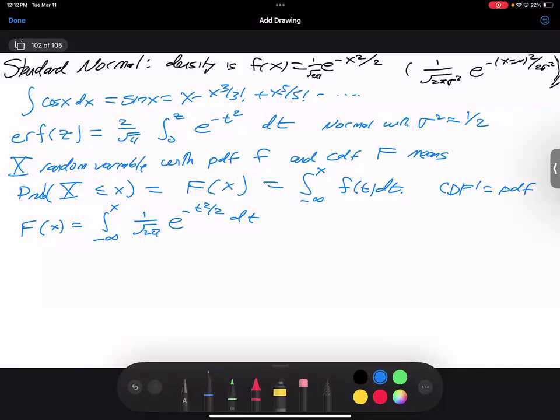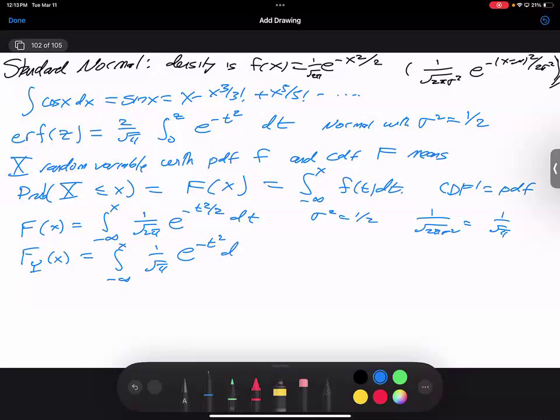Do you want to keep doing things with the t squared over 2, or do you want to adjust things to the variance equals 1/2? Do you want to get rid of the 2 down below? Yeah. All right. So let's look at capital F of x. That would be the integral from minus infinity to x. Now we're going to take sigma squared equals 1/2. So 1 over square root of 2 pi sigma squared becomes 1 over square root of pi. So you get 1 over square root of pi, e to the negative t squared dt. And so this is the CDF.